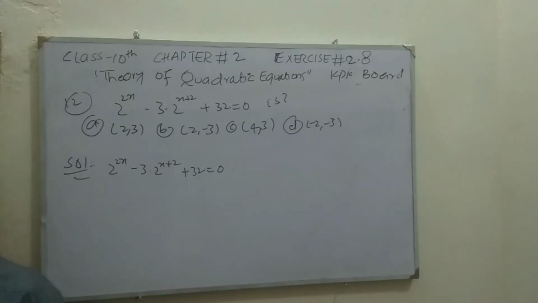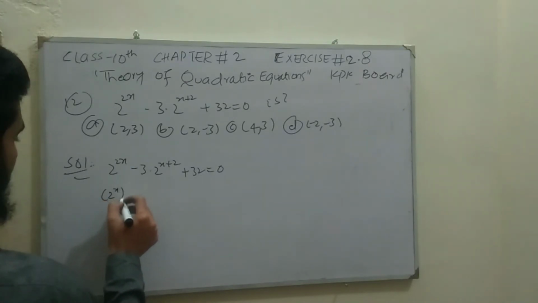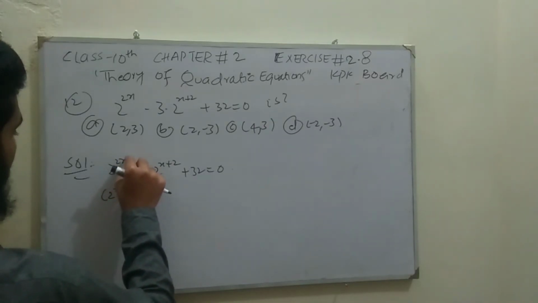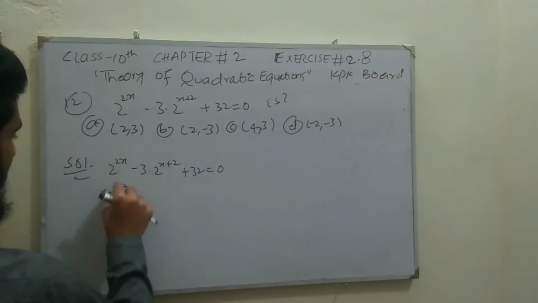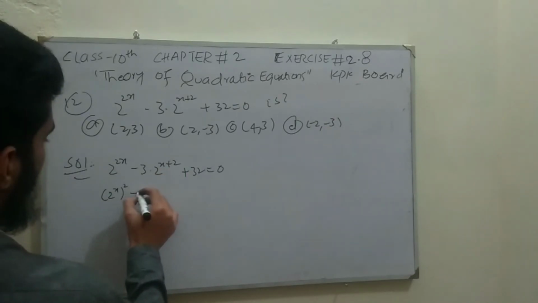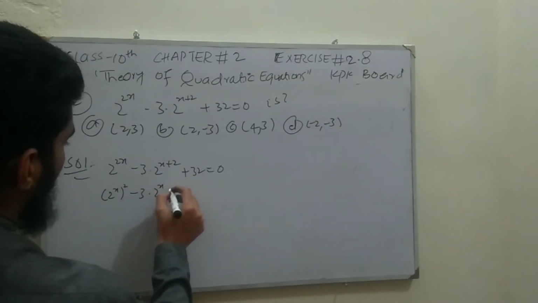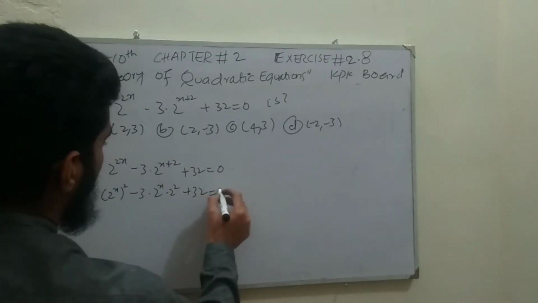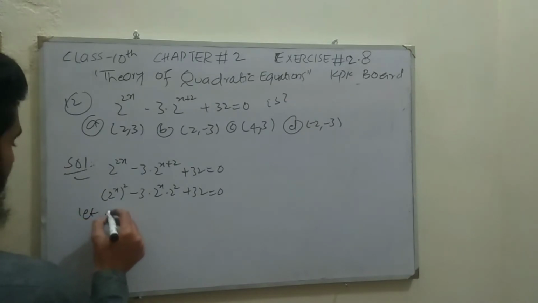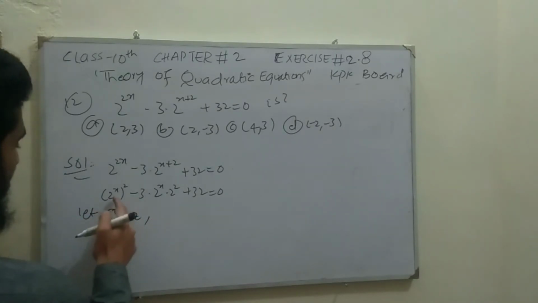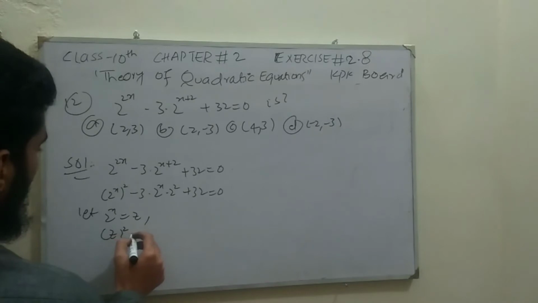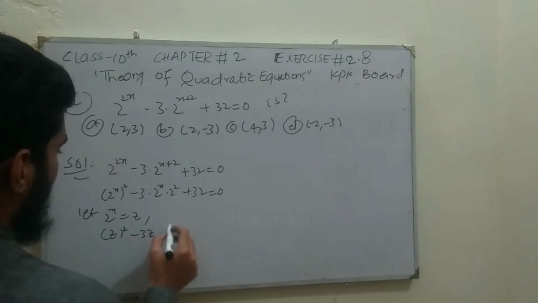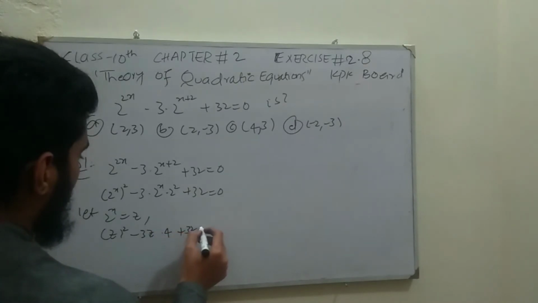We can write 2^(2x) just like (2^x)^2. We replace x and 2, so 2 comes to the place of x and x comes to the place of 2. And here we can write minus 3 dot 2^x dot 2^2. Split 2^x and 2^2 here, so plus 32 is equal to 0. Let 2^x be equal to z. Putting 2^x equal to z in this equation, z square minus 3 dot 2^x, which is z, so z dot 2 square gives us 4, plus 32 is equal to 0.